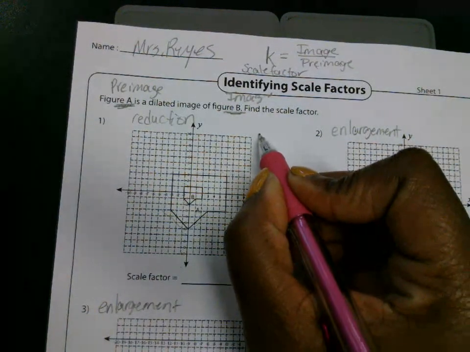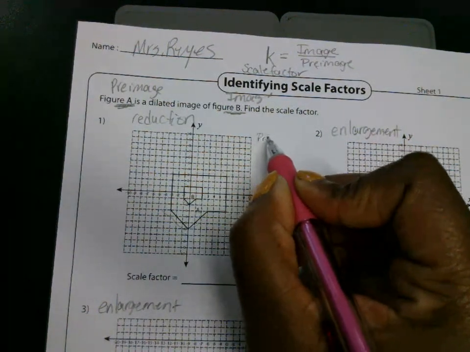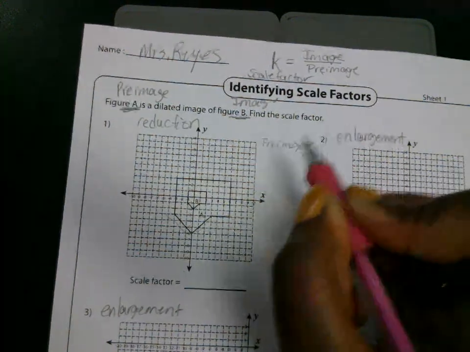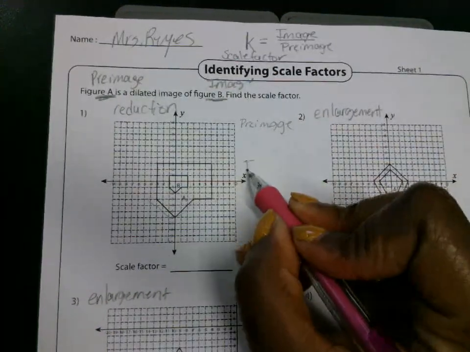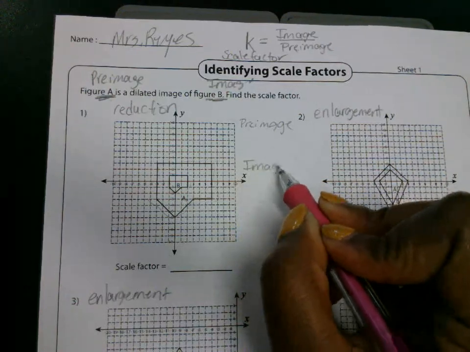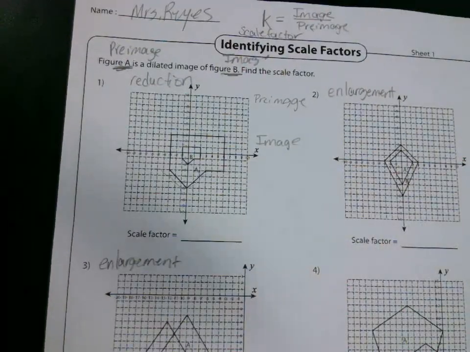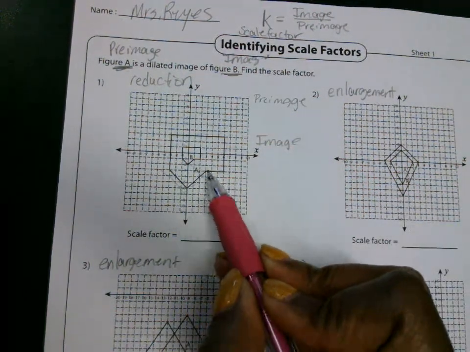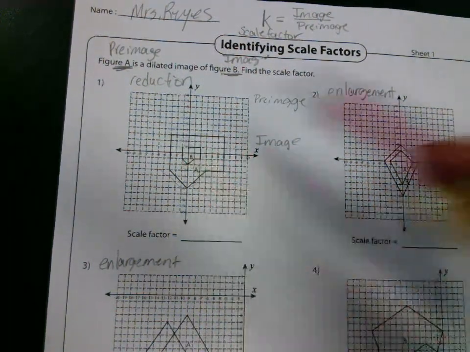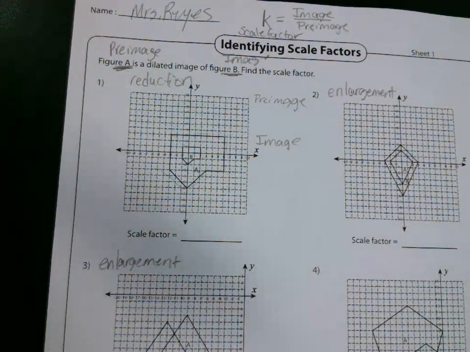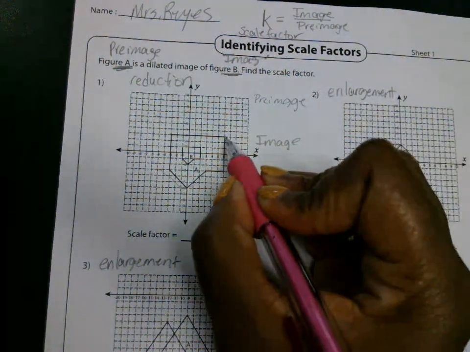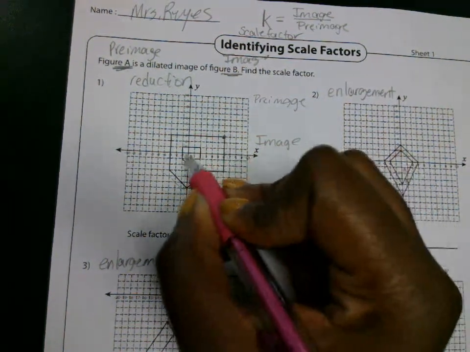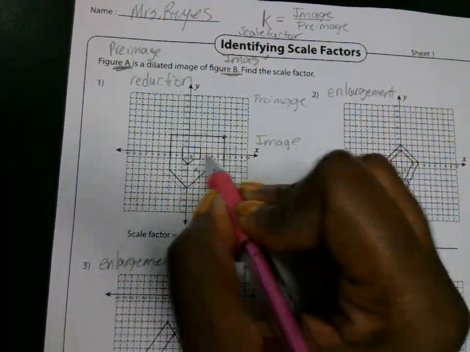All right, so we got to label pre-image and image. Just 1 point, though, okay? We're going to choose 1 point. So how do we do this? We look at our pre-image and we pick one of these vertices. Pick a vertex that does not have 0 as an ordered pair. So I'm going to choose this point right here because it's not an ordered pair that has a 0.